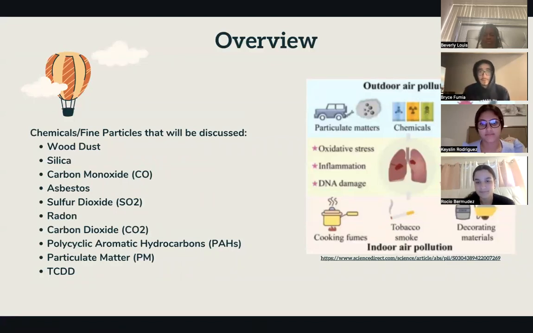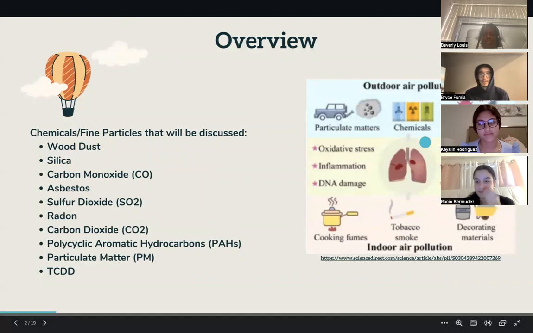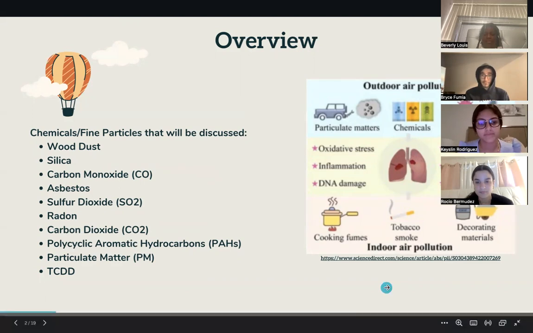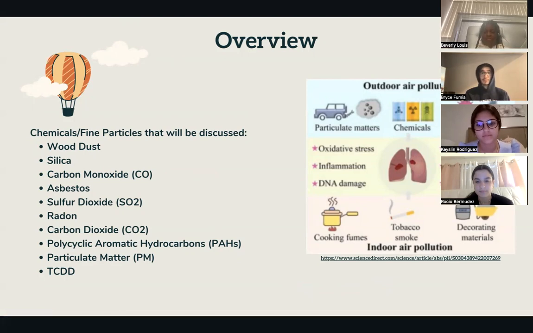In terms of the graphic on the right, at the top of the graphic, we have three administrators of outdoor air pollution, being particulate matters, chemicals, and microorganisms. While for indoor air pollution at the bottom, we have cooking fumes, tobacco smoke, and decorating materials. Both of these pollutants combine to produce oxidative stress, inflammation, DNA damage, DNA methylation, RNA modifications, and issues with metabolism.